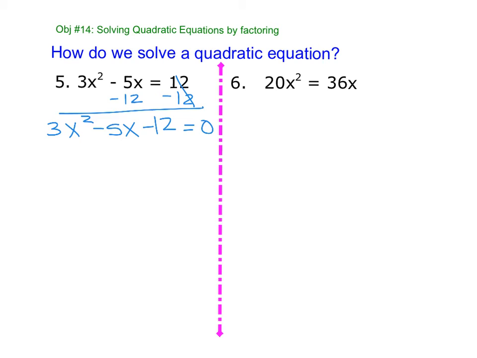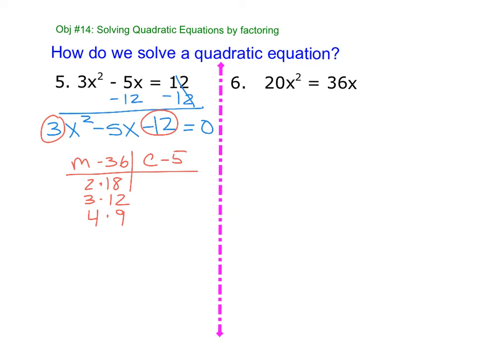Now, can we divide by 3? No. So we are going to do the slide method. So we have two numbers, right? We have to multiply the 3 and the negative 12. That's negative 36 and negative 5, combined to negative 5. What multiplies to negative 36? Let's see. 2 and 18. 3 and 12. Ooh, 4 and 9. And since we're combining to negative 5, it's negative 9. So then we get our 3x plus 4, 3x minus 9.